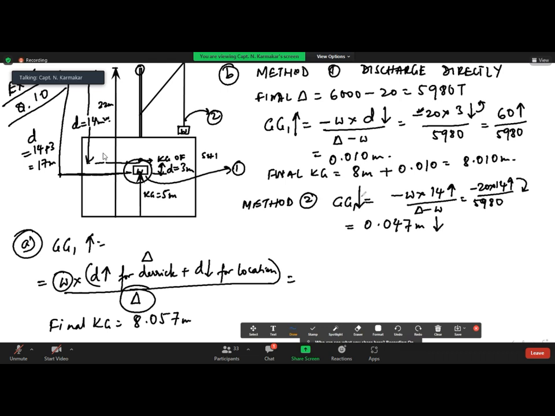Now, GG1 is coming downward, right? Yes, sir. Now, which KG do you think we will use for the final KG calculation? Sir, 8.05, sir. Yeah. So final KG will be 8.057 minus 0.047, and the answer will come still the same.